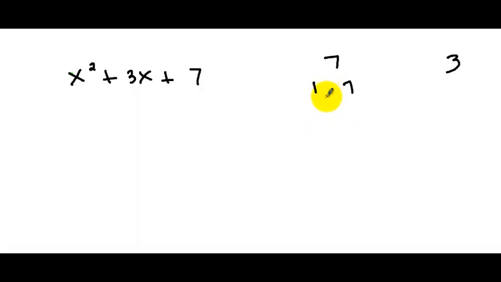Now, if you add 1 and 7, can we get 3? No, there's no way that we are going to get 3 because 1 plus 7 is equal to 8. Since 1 and 7 is the only combination that we have, we will not be able to get two factors of 7 that will give us a sum of 3. In this case, there's no way for us to factor x squared plus 3x plus 7. This is an example of a prime polynomial.